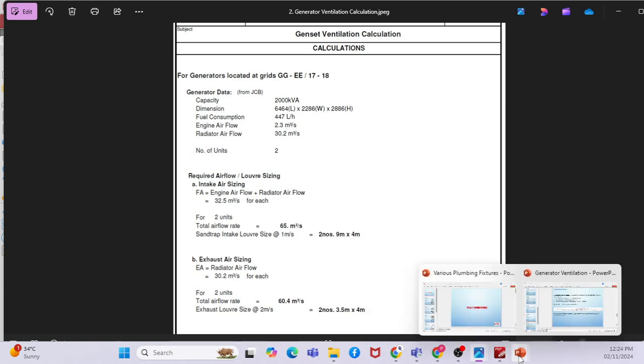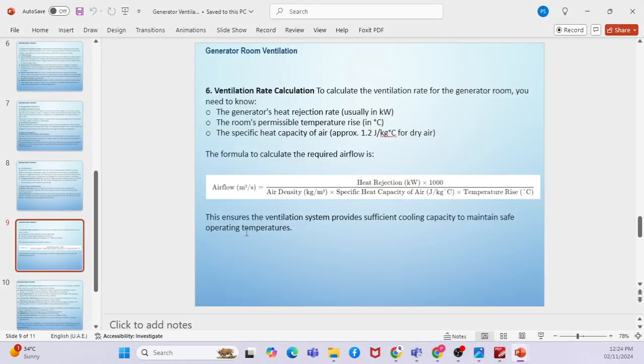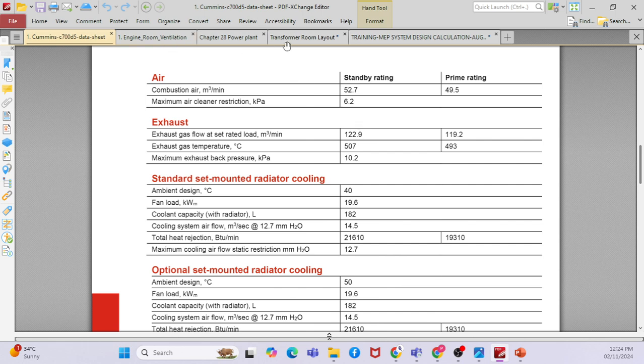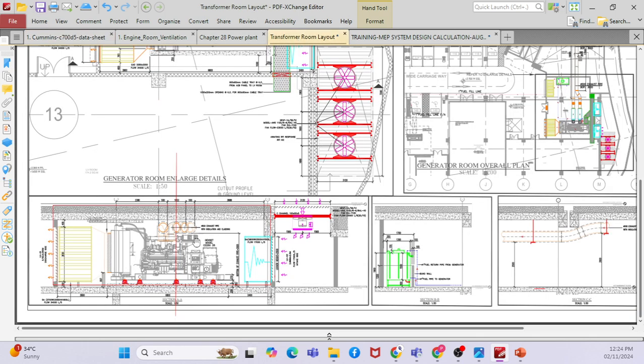The other method will be by using this equation. Airflow rate is equal to heat rejection divided by air density divided by specific heat divided by temperature rise. Now, say for example, I have another case where a lot of noise is produced, so you have to have an attenuator here. When you add the attenuator, the pressure drop will increase here. That is why we are going with the external fans. Clear, right?